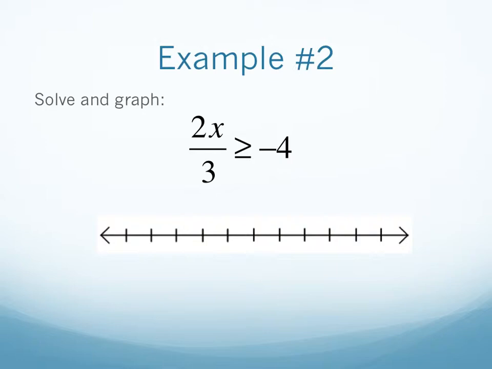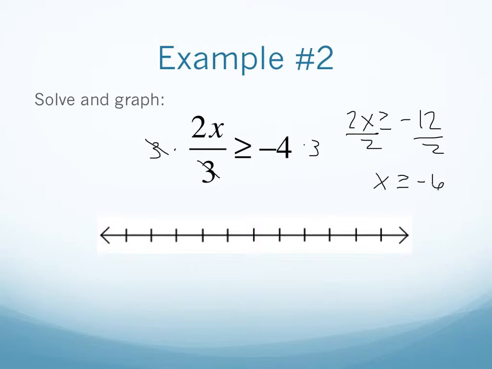Okay, here we have 2x over 3 is greater than or equal to negative 4. Okay, so I want to solve for x. Right now I have a 2 that I need to get rid of, and I have a 3 that I need to get rid of. I'm going to get rid of the 3 first. I have 2x, and I'm dividing by 3. The inverse of dividing is multiplying, so I'm going to multiply both sides by 3. On the left side, those 3's cancel, and I'm left with 2x is greater than or equal to negative 12. Now dividing by 2, I have x is greater than or equal to negative 6.